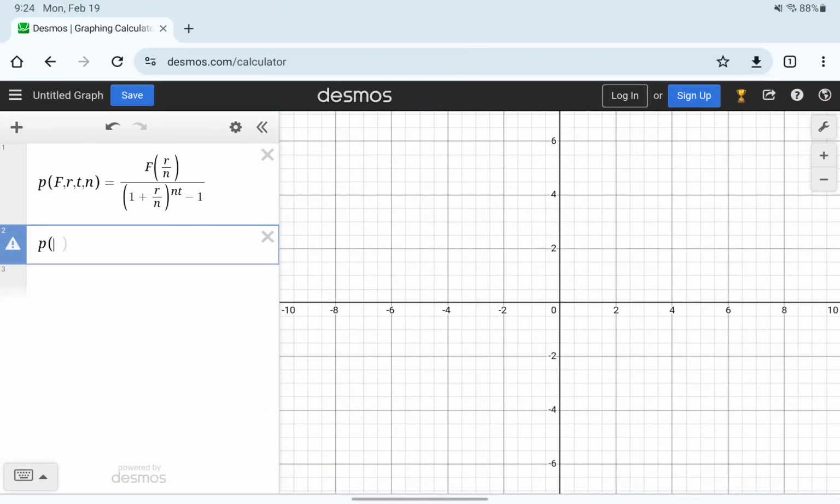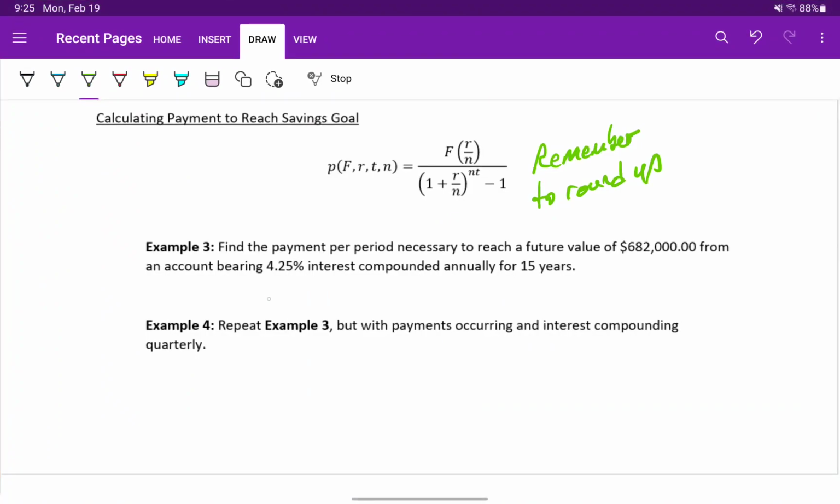I've got this function already entered into Desmos, so plugging in our values, for example 3, that future value of $682,000 with 4.25% interest over 15 years, compounded annually, so a value of 1, means we would need to pay $33,431.94, since we'll round that up, each period. That's the amount we need to pay per period.